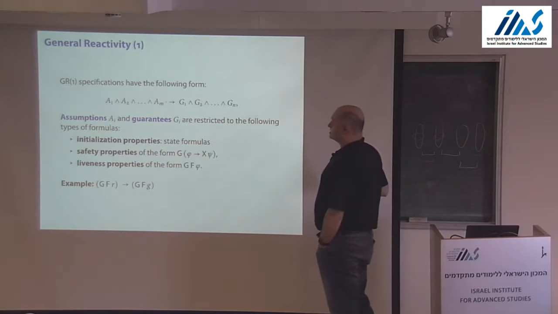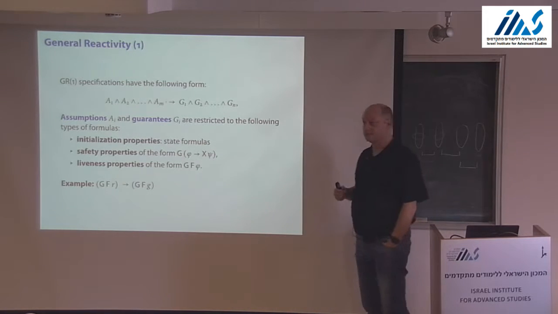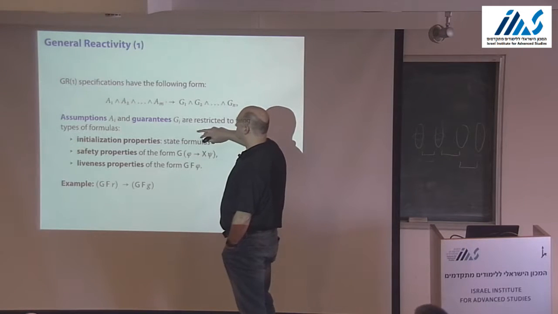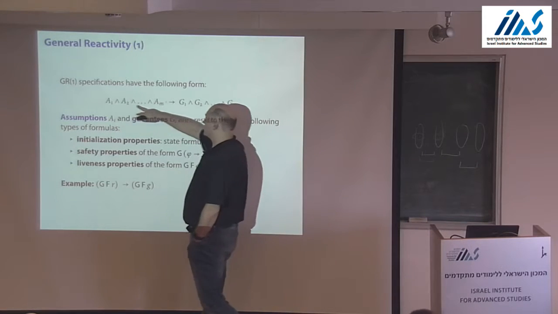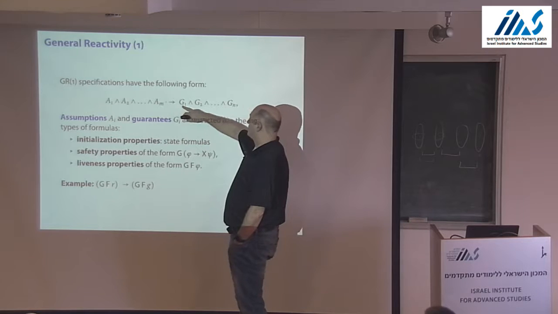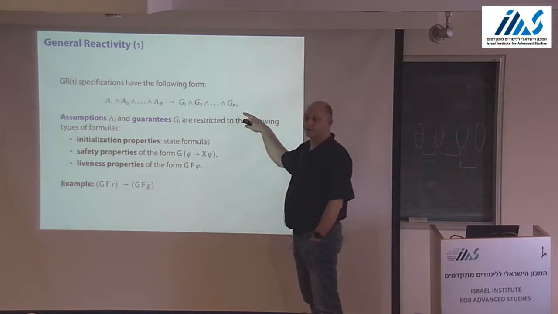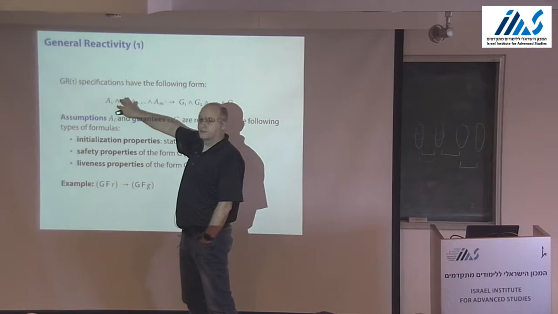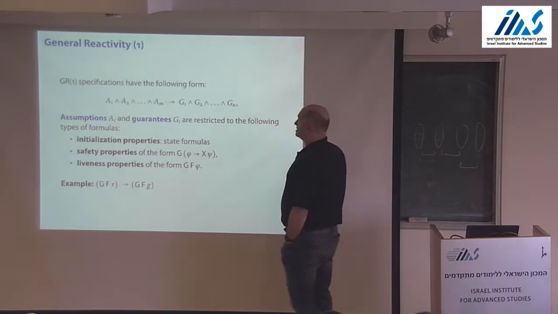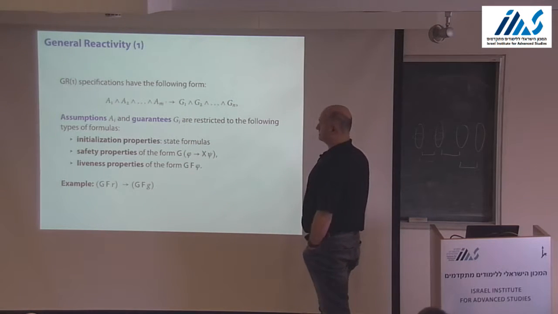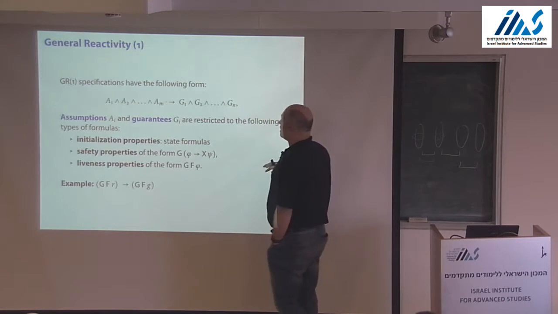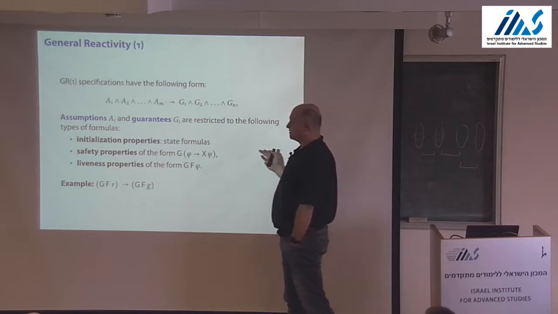In GR1, we're back in the linear time world, and we're looking at specifications of the following form. We have a conjunction of assumptions, and we have a conjunction of guarantees. And what we specify is that this conjunction of assumptions implies the conjunction of guarantees. Now, the assumptions and guarantees may be formulas of the following form.